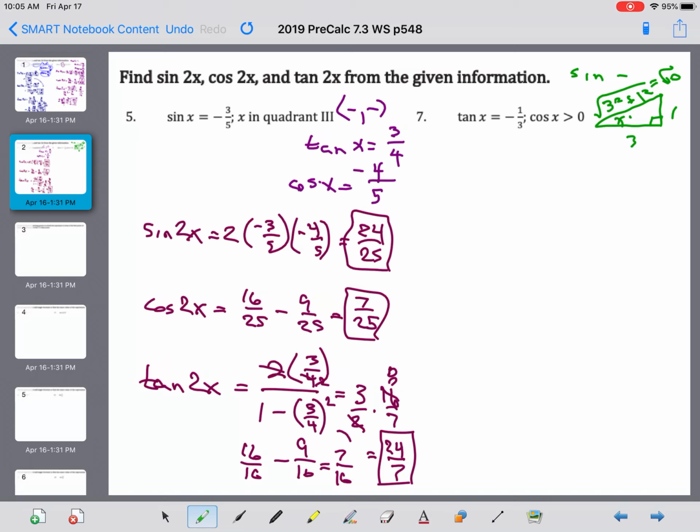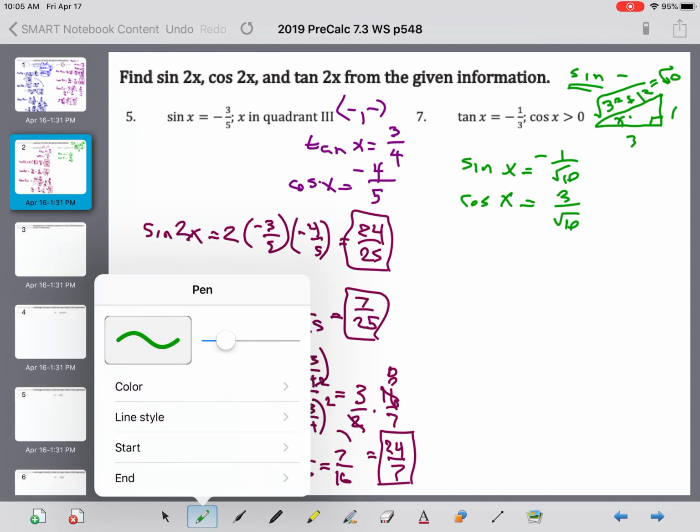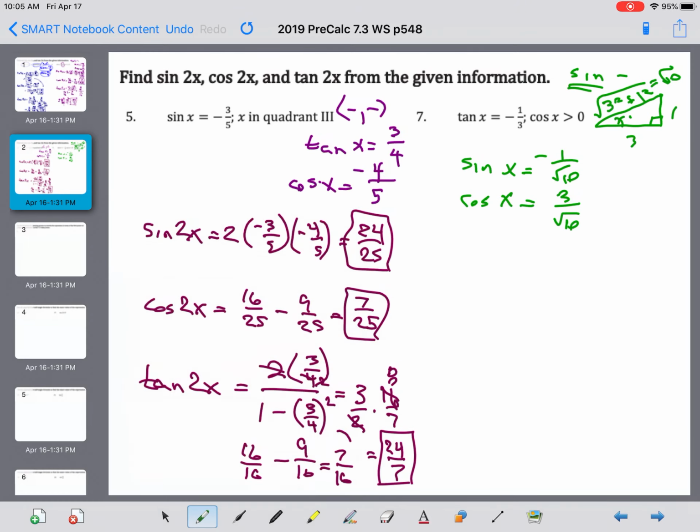So now that means that my sine of x is going to be opposite over hypotenuse, and my cosine of x is going to be the adjacent over hypotenuse, where this is negative due to the fact that we had this up here. So now we're kind of ready to go. Again, some preliminary work required.